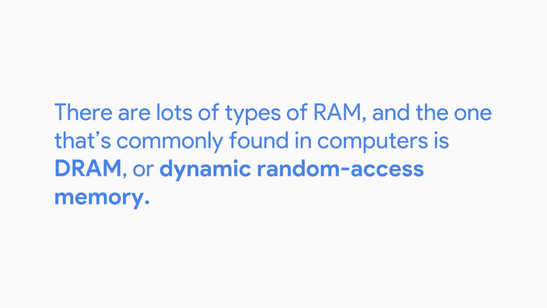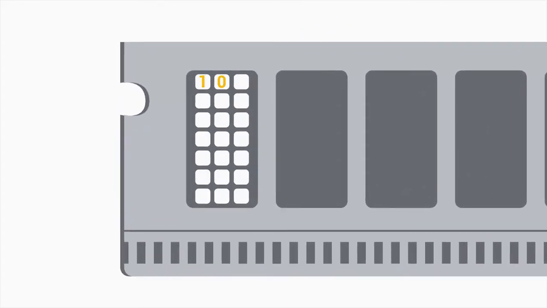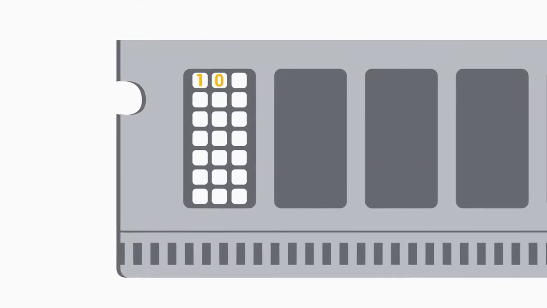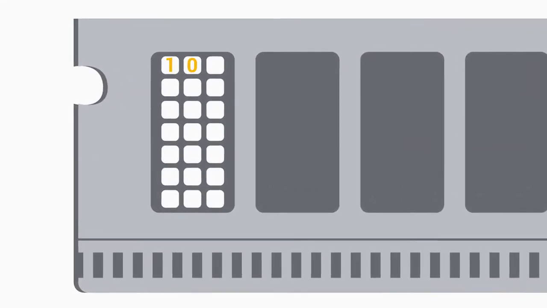There are lots of types of RAM, and the one that's commonly found in computers is DRAM, or Dynamic Random Access Memory. When a 1 or a 0 is sent to DRAM, it stores each bit in a microscopic capacitor. This is either charged or discharged, represented by a 1 or a 0. These semiconductors are put into chips that are on the RAM and store our data.